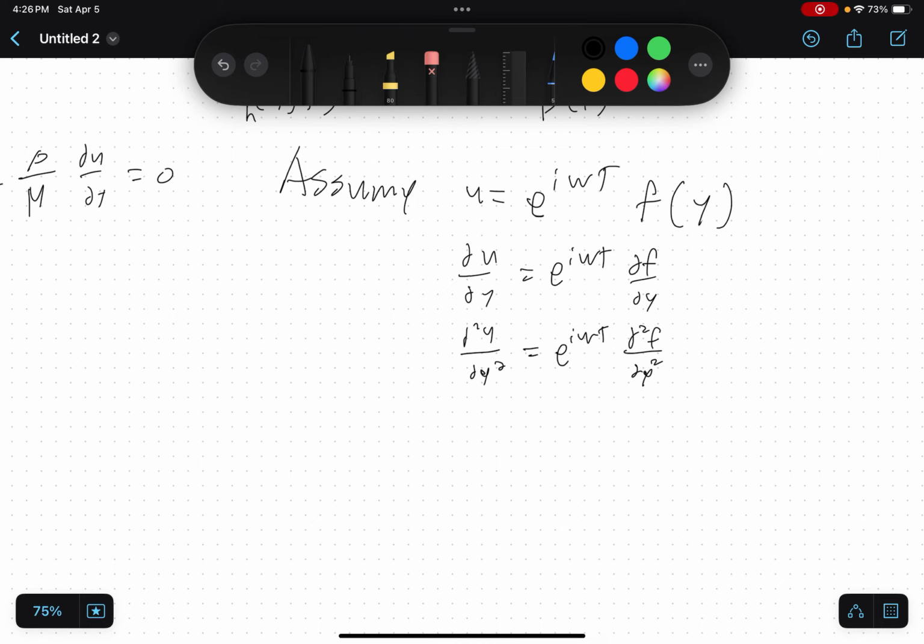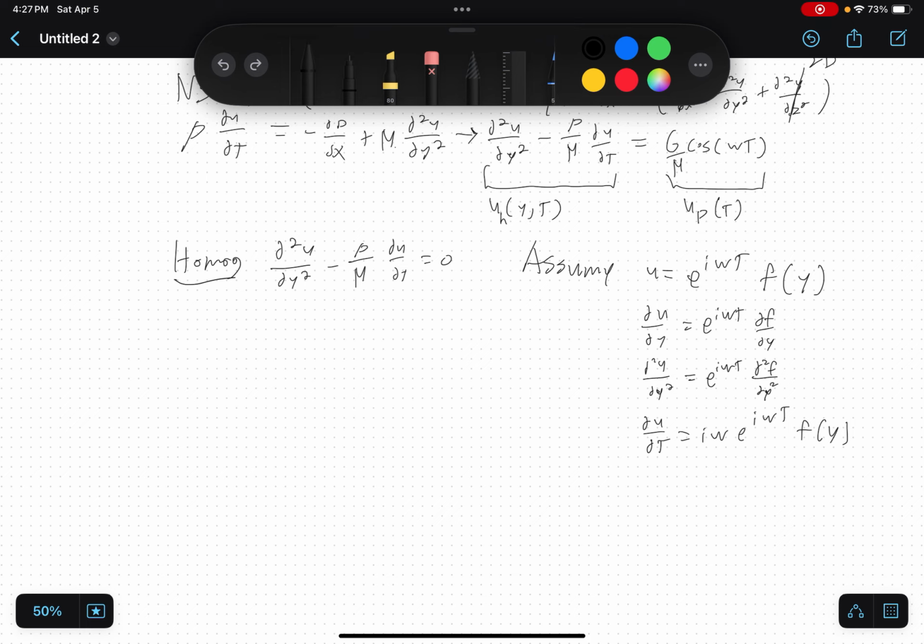And then what else do we need? We need du/dt. So du/dt equals i w, well, it's omega, but I'm calling it w, times e to the i w t times f of y. Because you take the derivative, bring those down to the front, and call it a day.